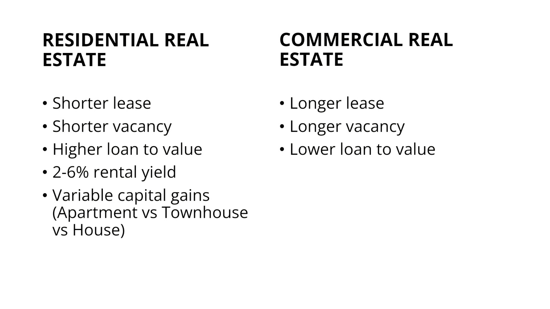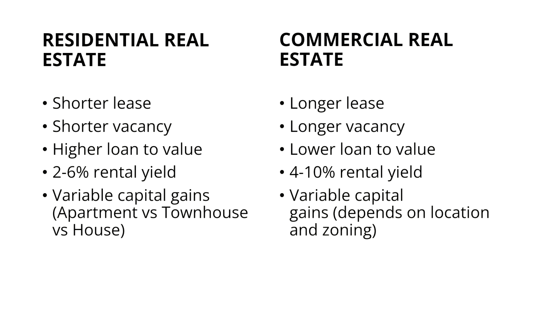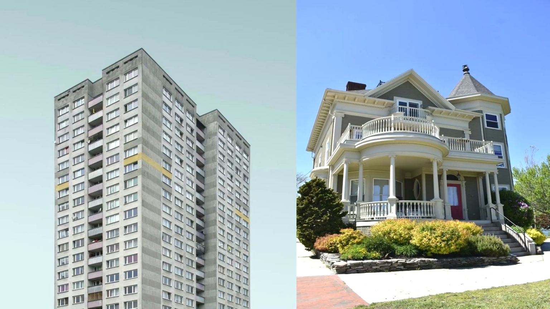And the loan to value ratios that you can obtain from mortgage from the bank is usually lower. So in general, about 60% of the value of the property can be borrowed from the bank, and you have to save up about 40% of the value of the property as a down payment. Now, rental yields are higher to compensate for the lower loan to value ratio as well as the longer vacancy period. So rental yields can be from about 4 to 10% depending on what kind of property you own. Again, capital gains are variable depending on the location and also what the property is zoned to allow a business to function.